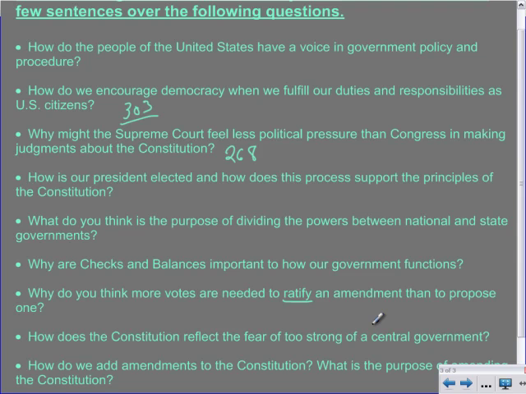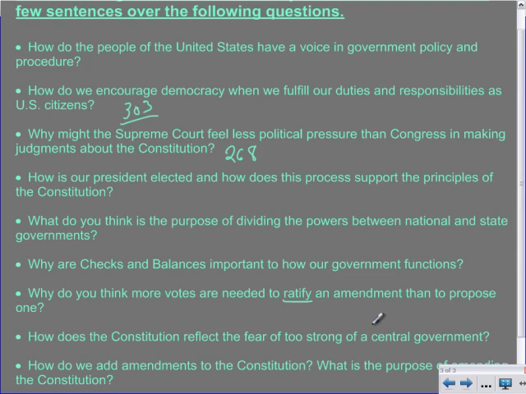How does the Constitution reflect a fear of too strong of a national government? I mean, it's all over. Popular sovereignty, republicanism, federalism, limited government, it's a big one. Individual rights, checks and balances. They divide the powers and make sure no one part gets too much. They put in things that say everybody has to follow the rules. They put in things that say, these are our rights. It's all over the Constitution.